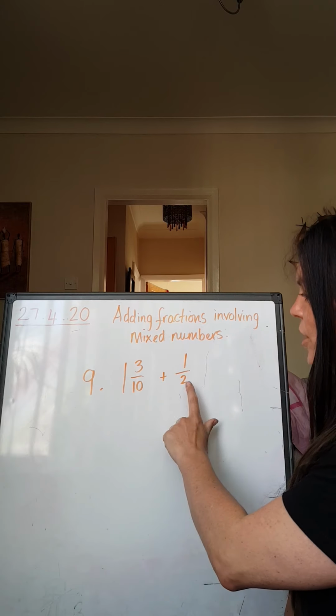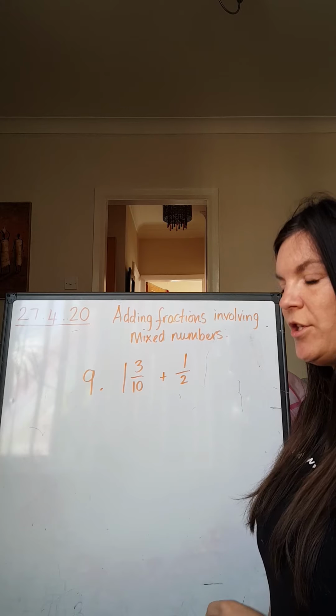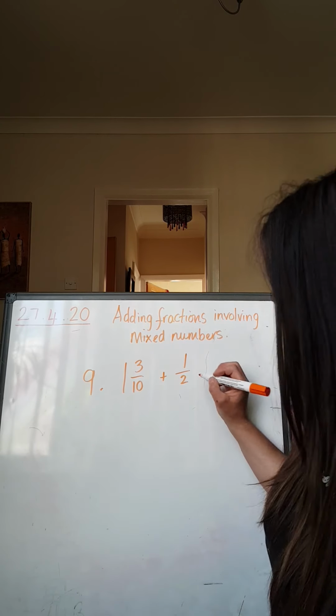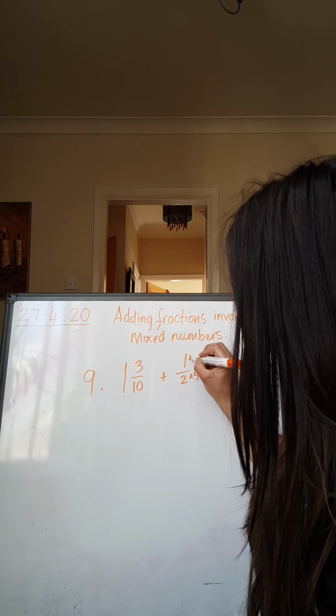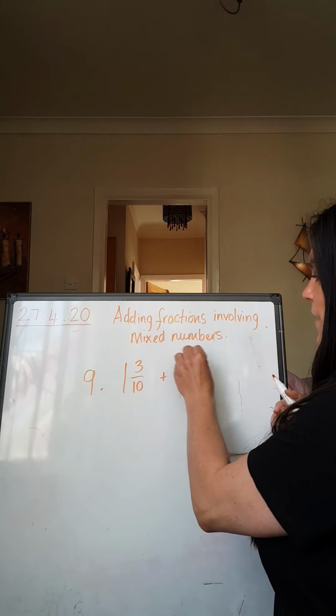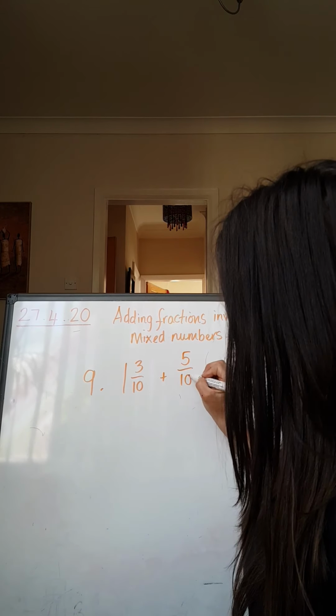I think I'm going to change that half into tenths. So how would I change 2 into 10? What would I have to multiply by? 2, 4, 6, 8, 10, 5. So times the bottom by 5. So times the top by 5. The new fraction is going to be 5/10, which we know is half because 5 is half of 10.